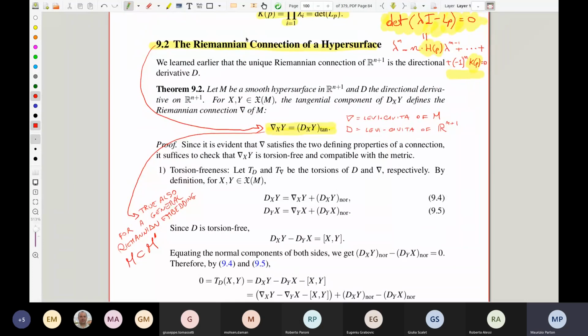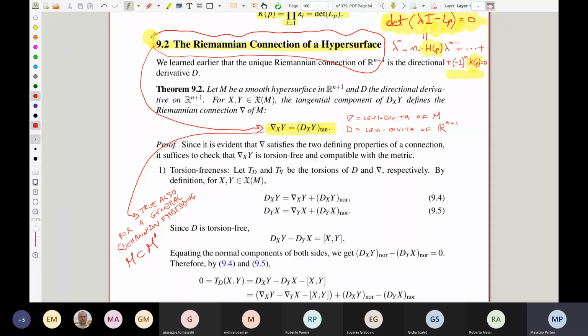Now we have the Riemannian connection of a hypersurface. What does this sentence mean? When I say, what is the Riemannian connection of a hypersurface? There is a lot in this title, and I will tell you again. I already told you several times, but repetita iuvant, as we say here in ancient Rome.